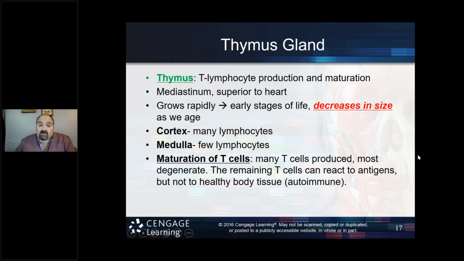And again, this is important also. You'll see here where it says the remaining T cells can react to antigens, but not healthy body tissue. See, if your immune system is responding to your own tissues, as we've talked about in the endocrine system, folks, you don't want that to happen, where you're providing an immune response to your own healthy tissue. That's terrible, and that's not a good thing.